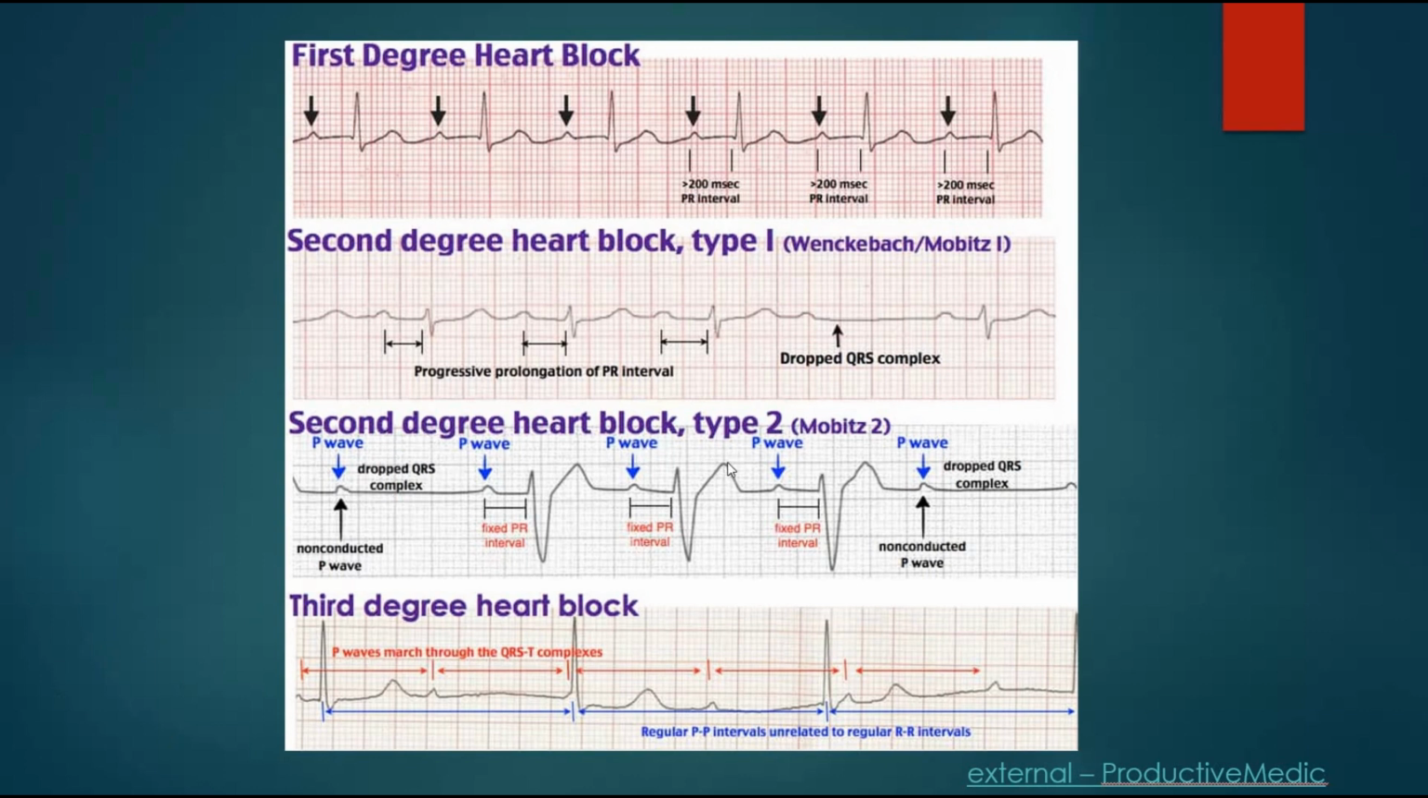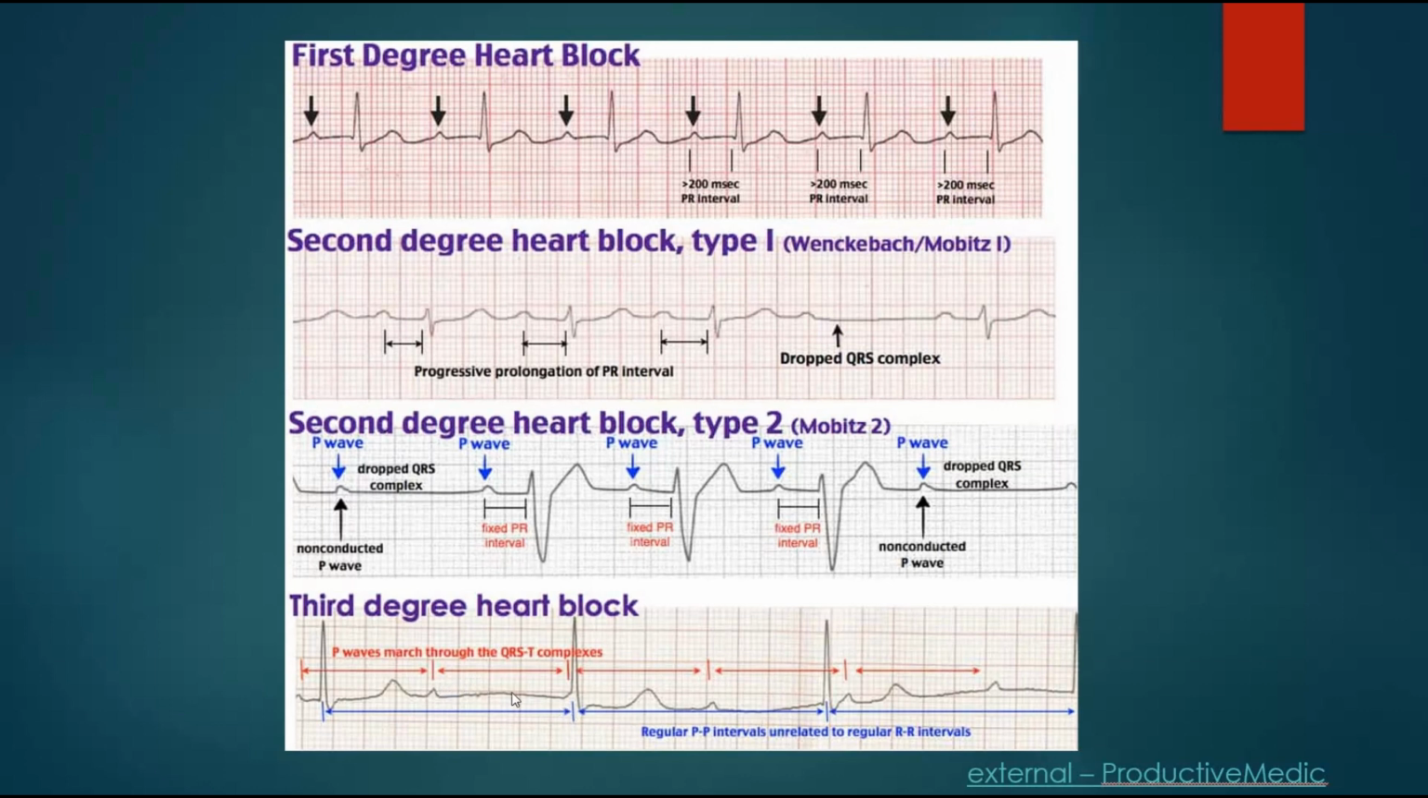In second degree heart block type 2, the PR intervals are fixed. Here you see fixed, and then all of a sudden it just drops. That's because the His bundle and the AV node are diseased, and some of the signals just don't get through as a result. And for third degree heart block, the AV node is just completely not letting the signals pass from the atrium to the ventricle.